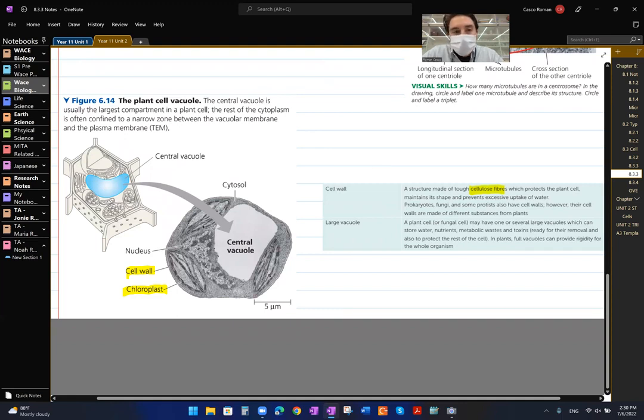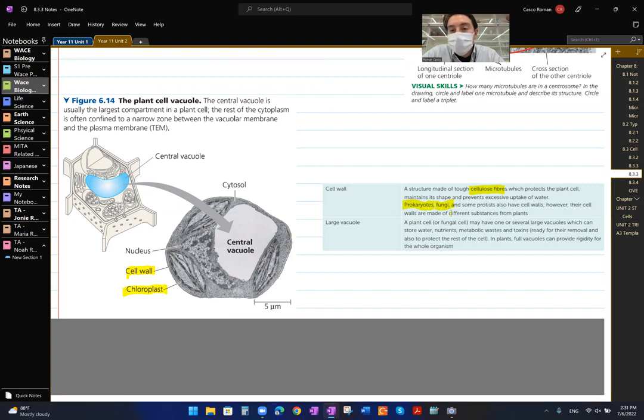Okay, giving that overall structure, texture, shape to the cell. Not just to plants, but some bacteria and fungi also have cell walls. The material might be a little bit different, but they have a similar function of cell support, right? Plants are made out of cellulose. Fungi, and some bacteria, are made out of chitin, depending how you want to say it, right?